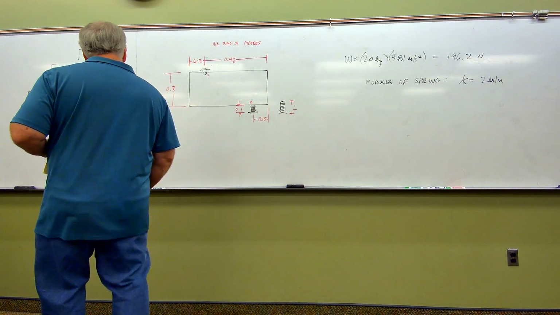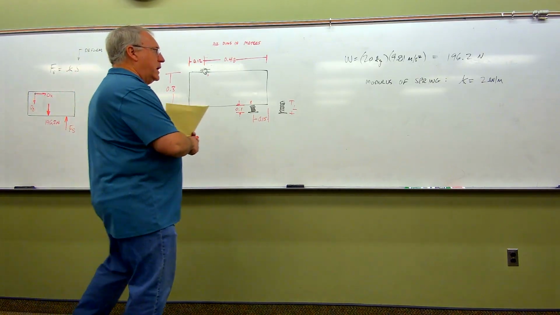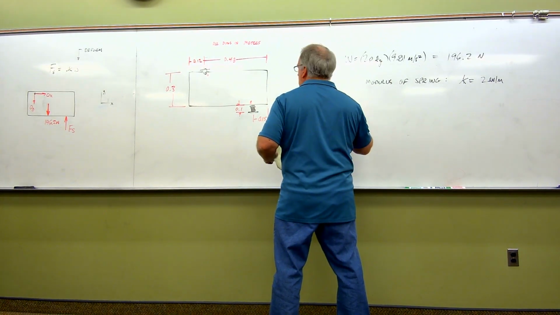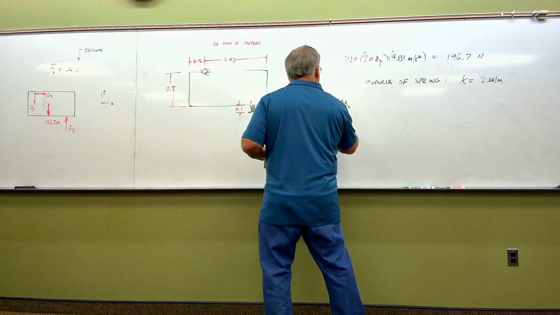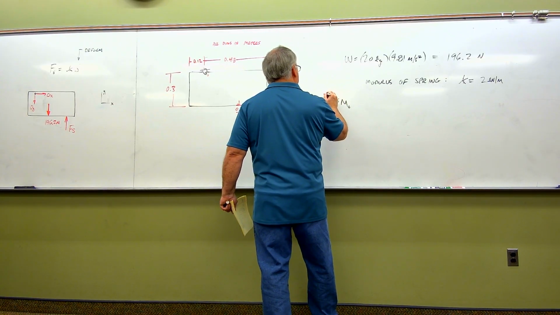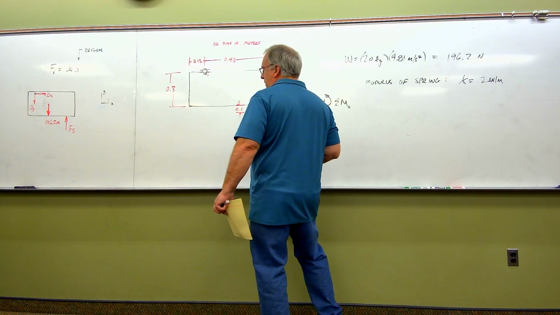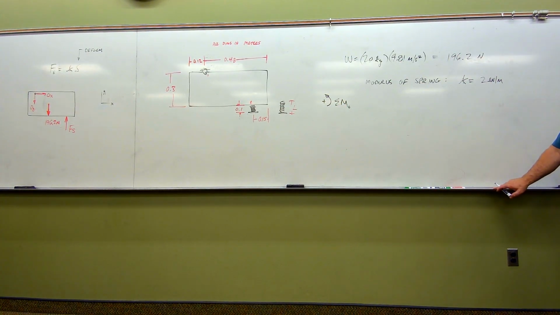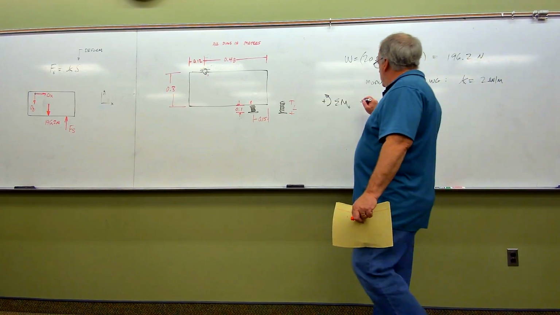So with that, let's do that. Let's do that right over here on the right-hand side. Let's sum moments here about point O. Let's do what we always do. Let's draw the counterclockwise is positive symbology in there, folks. That just reminds us of our convention here. So I'm going to sum my moments about point O.